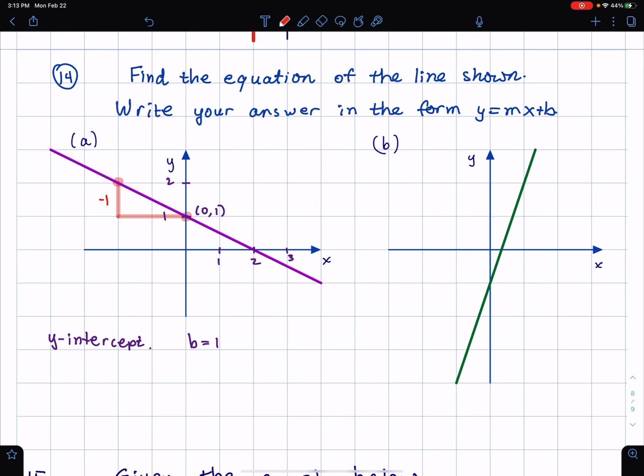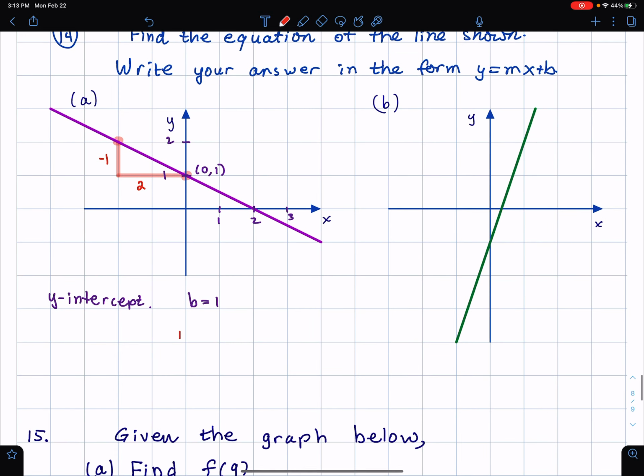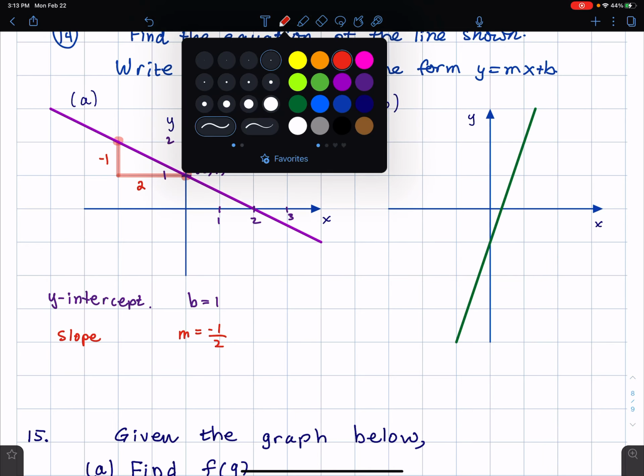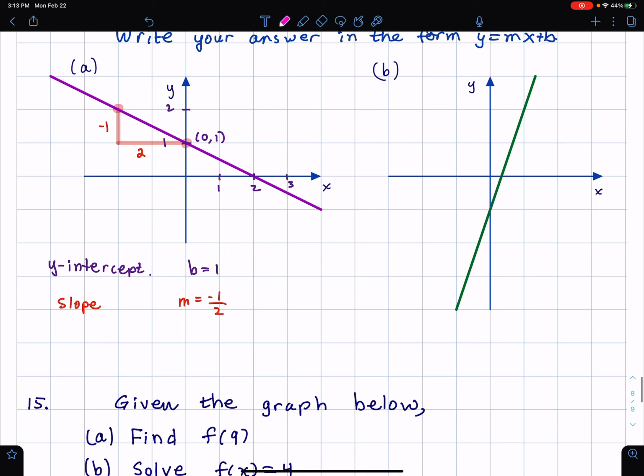I'm going to write -1, 2, which is not quite right, but what I mean is I go down by 1 and I go to the right 2, and that's the slope. So therefore, I'm all ready to go. I didn't do a lot of explanation because we've done these before. If I have y equals mx plus b, then I have y equals -1/2 x plus 1.